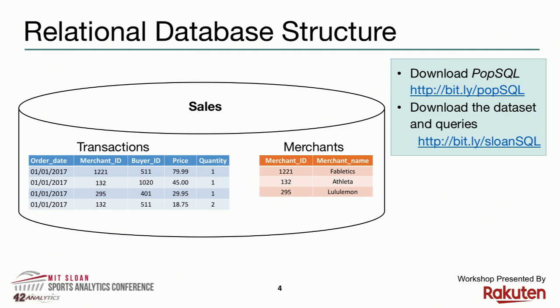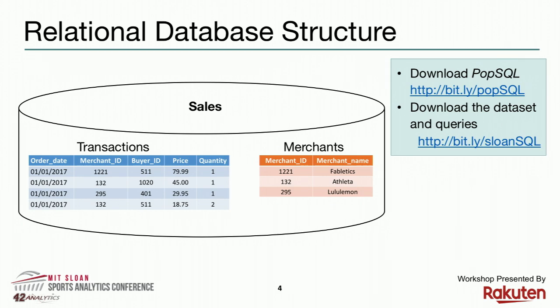So I guess a little bit about databases. What we're going to talk about is a relational database. By and large, this is the most common type of database that you'll come across. But essentially, all a database is, is a collection of tables. And in a relational database, those tables each relate to one another in some way. So these are the two tables that we will be using today: our transactions table and our merchants table.